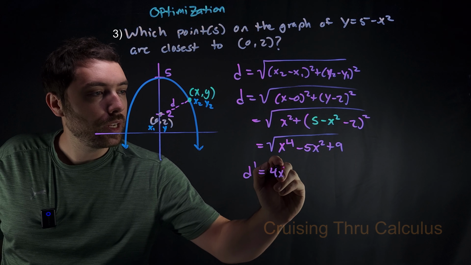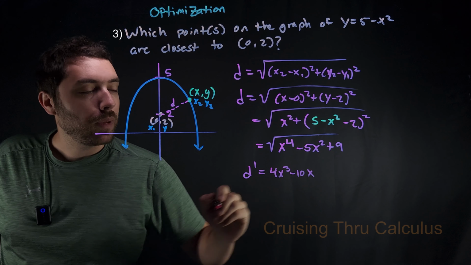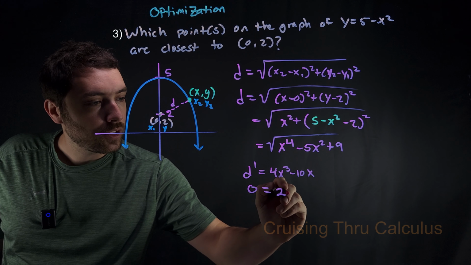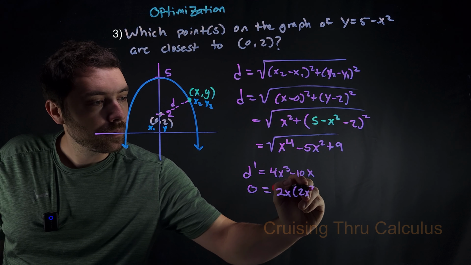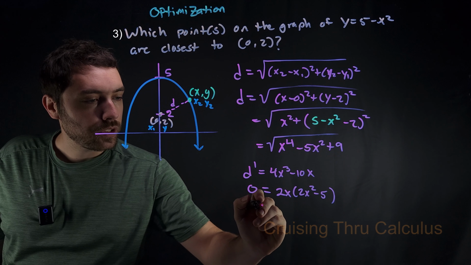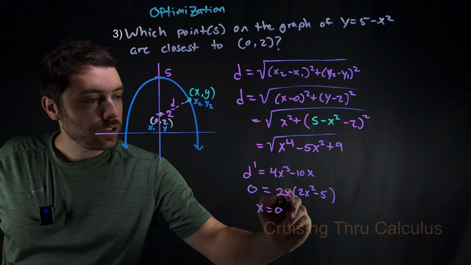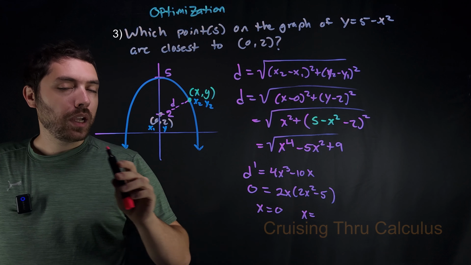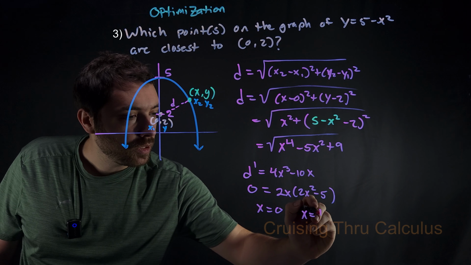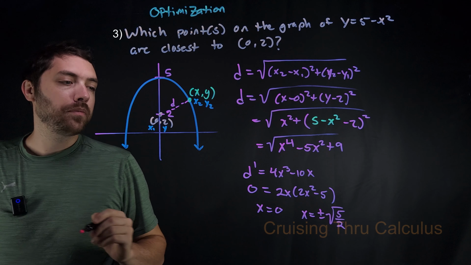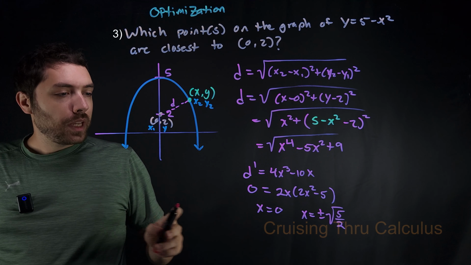We're going to get 4x cubed minus 10x. Now let's set this equal to 0. We're going to factor a 2 and an x out. Then we're going to set each of these factors equal to 0. We're going to get 0 over here. Over here, we're going to have to add 5, divide by 2, and then take the square root. When you take the square root of both sides of an equation, don't forget to include the plus or minus. So you can see that we actually have 1, 2, 3 answers here.